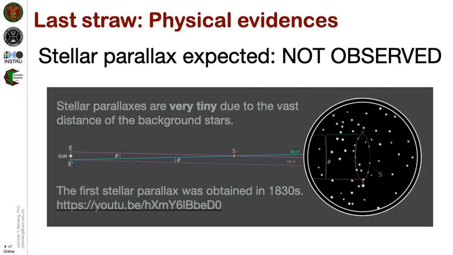The more significant last straw is rather the physical evidence, or the lack of it. The first expected physical evidence in favor of a moving Earth is the stellar parallax. However, because of the wrong estimate of the size of the universe, although already highly improved from the time of Ptolemy, stellar parallax was still unobserved until the middle of the 1800s, some 300 years away.